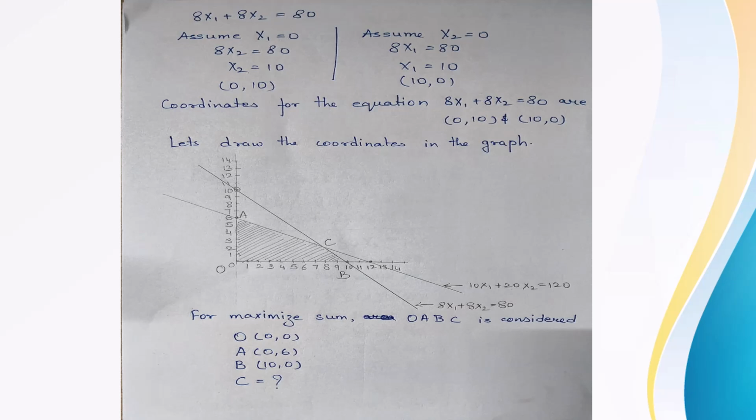area. So we'll consider these 4 points which form a quadrant: O, A, C and B. Once we are following this, we know the value of O, that is 0, 0. We know the coordinate of A, that is 0, 6. We know the coordinate of B, that is 10, 0. But we do not know the coordinate of C, that is the intersection of both the equations. So the next step is to find the coordinates for C.